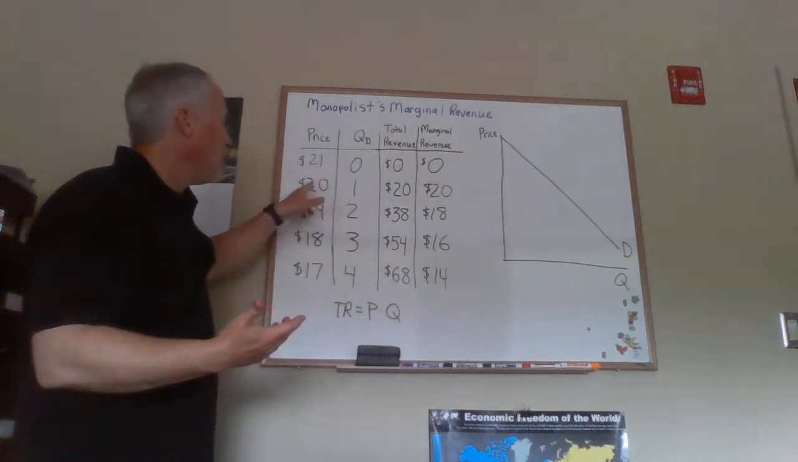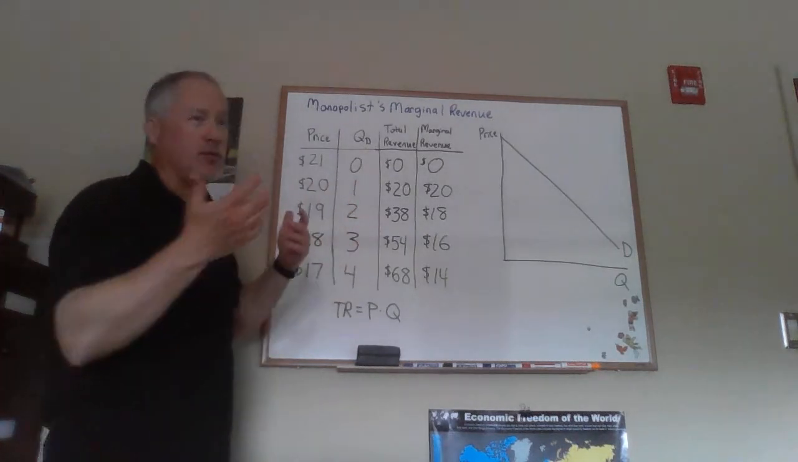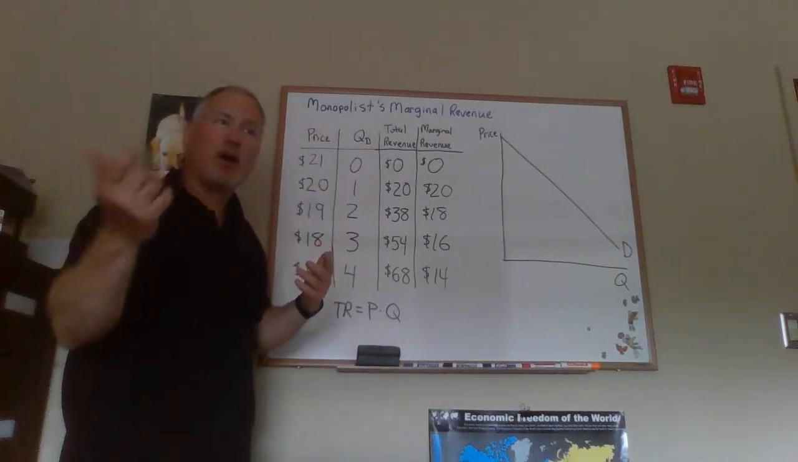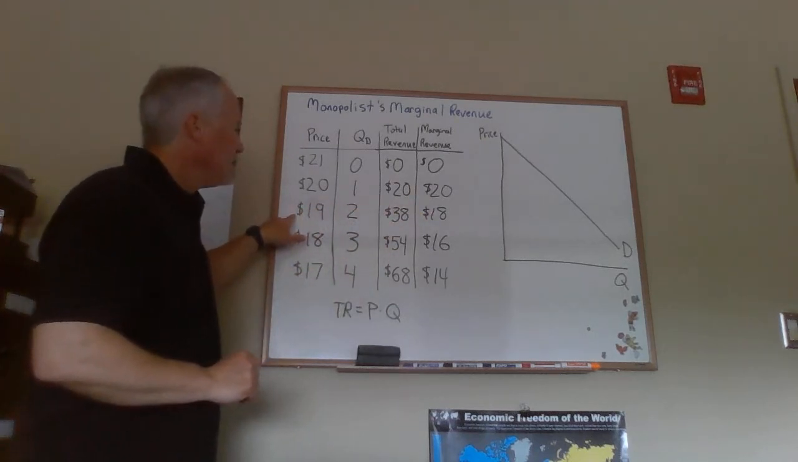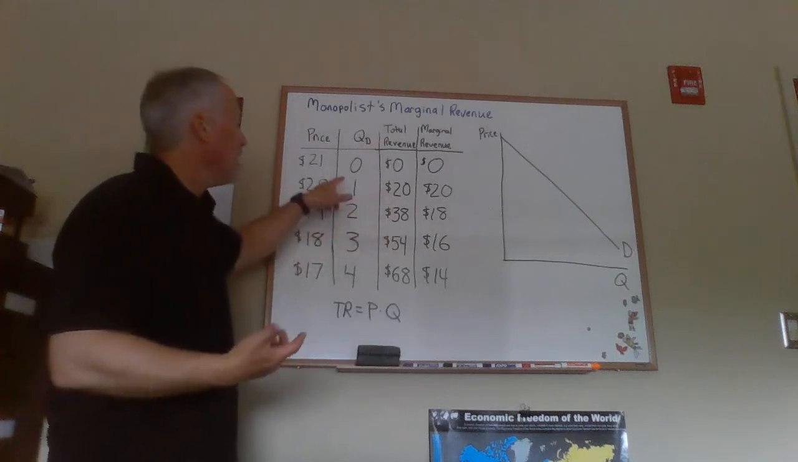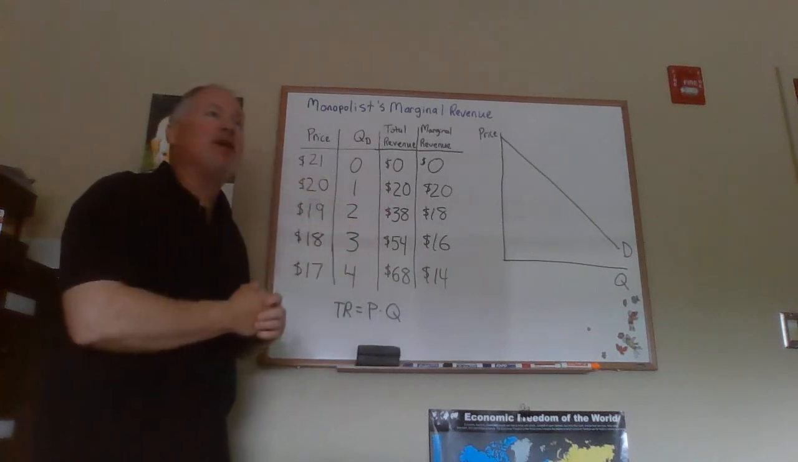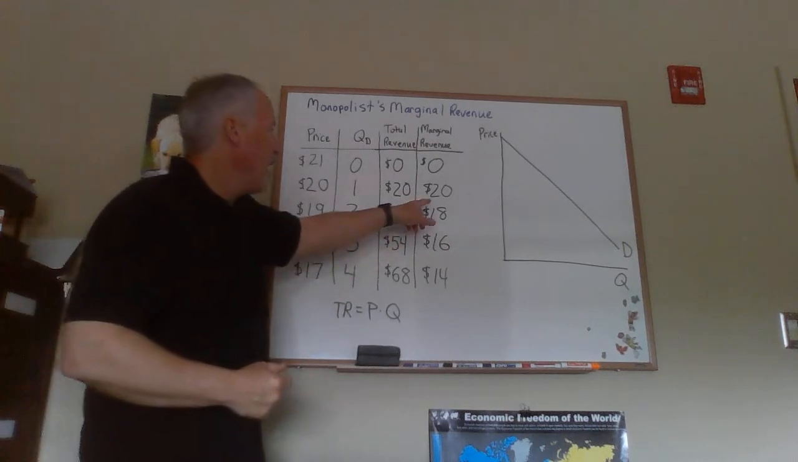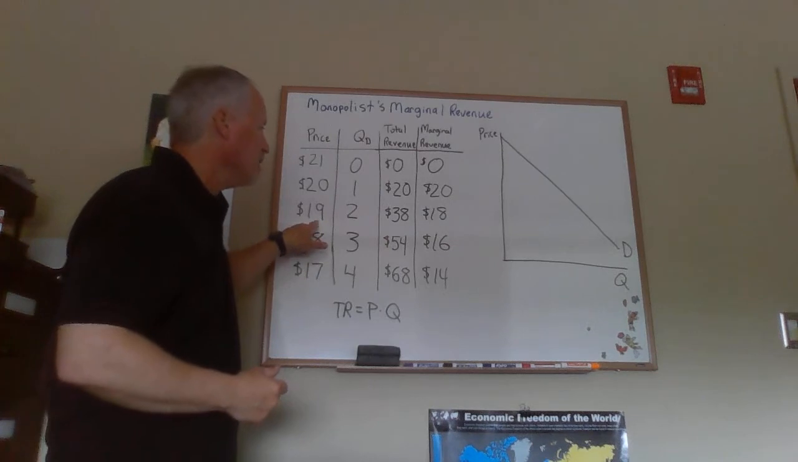So you would forgo a dollar of extra revenue that you would have had if you only sold that first unit for a price of $20. So you get $19 from selling the second unit, but then you've got to deduct the $1 that you missed out on selling that first unit for, and that's why we can see that the marginal revenue is only 18, not 19.